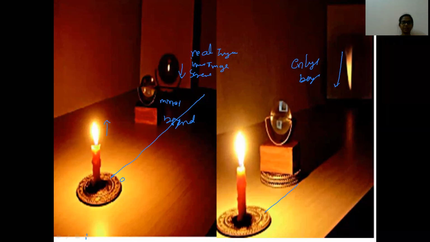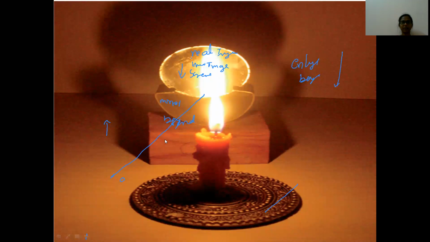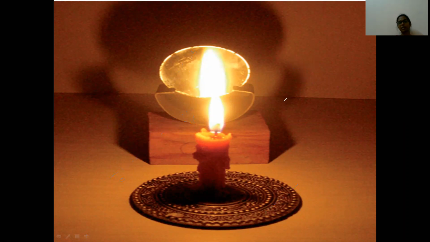When you place the object, the last condition, when the object is placed between pole and focus, that means very close to the mirror, somewhere here pole and here focus, somewhere here you place the object, the image will be formed behind. That means you can see the image not on the screen. Instead, you can see the image in the mirror itself.